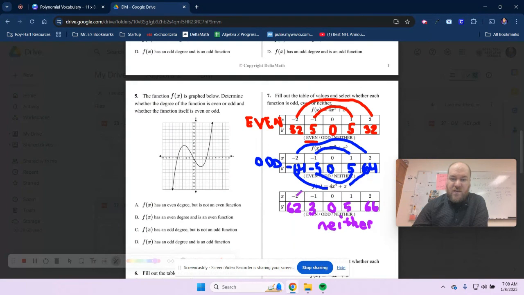So remember, if it's even, these two numbers should be the same because these are opposite x's, and they're not. And if it's odd, these two numbers should be opposites because the x's are opposites. And they're not. So that means this third one is neither even nor odd.